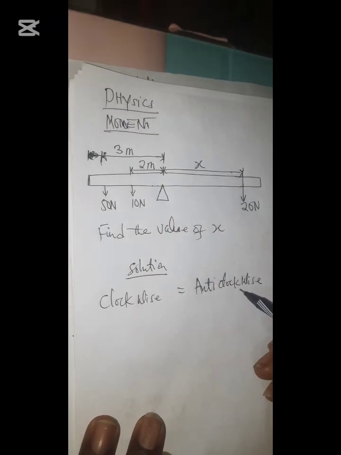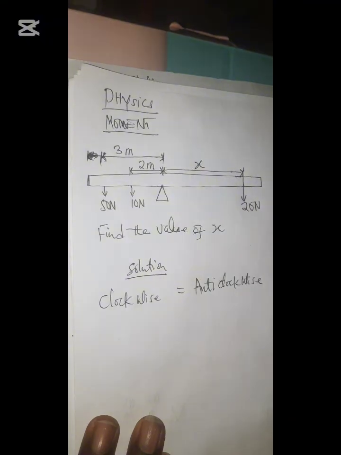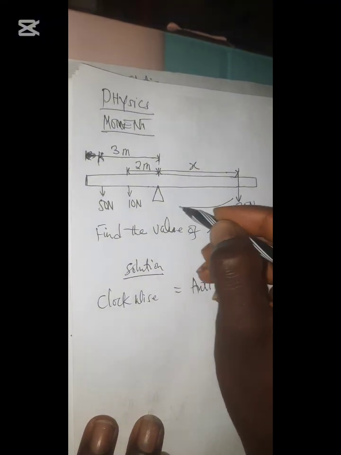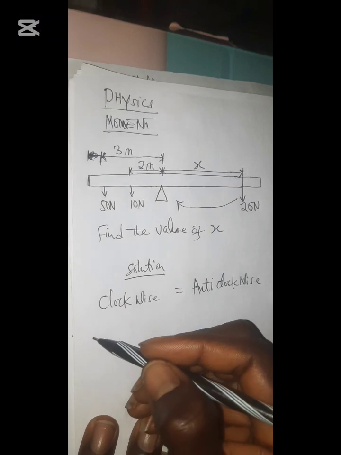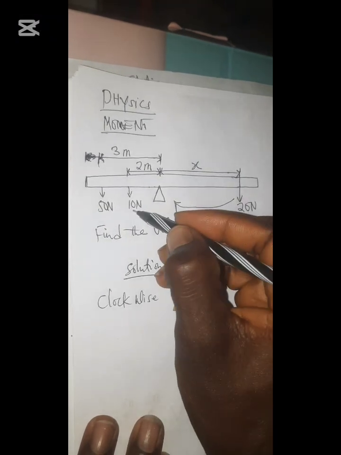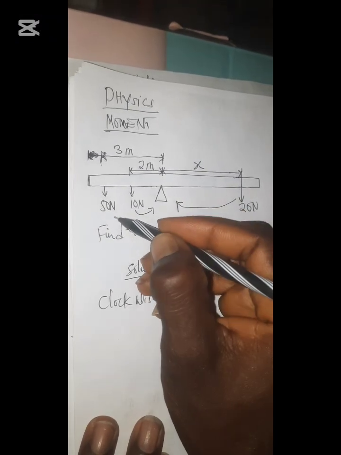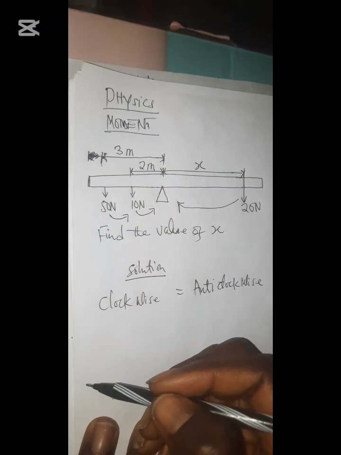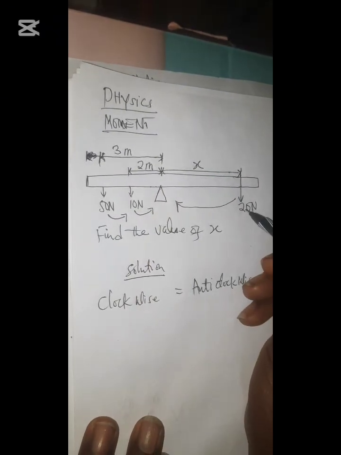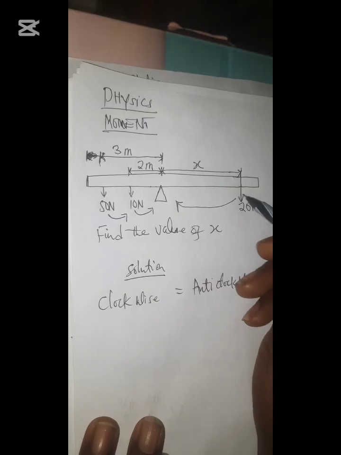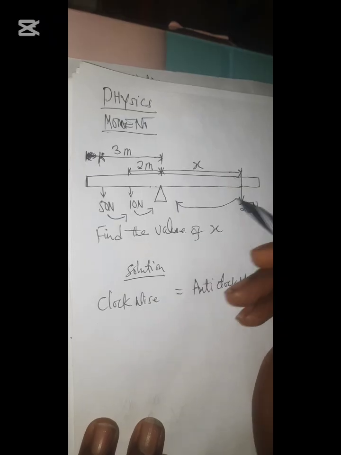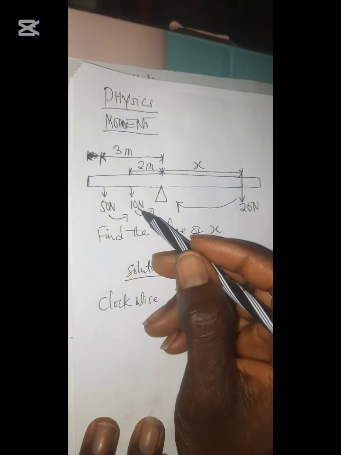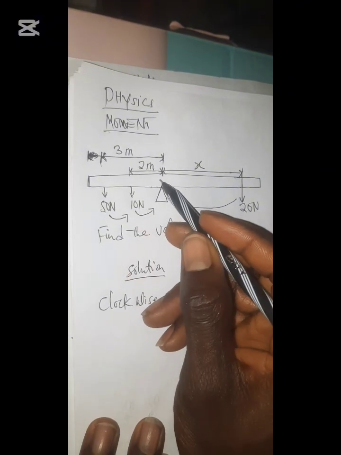Here we can see that this 20 Newton is moving clockwise about the pivot, while this 10 Newton moves anti-clockwise, and likewise this 50 also moves anti-clockwise. So the force moving clockwise is the 20 Newton, while the ones moving anti-clockwise are the 50 and the 10 Newton with their perpendicular distances.